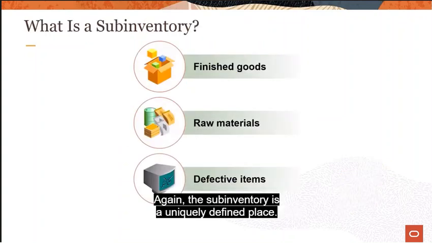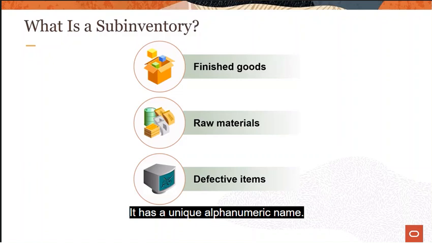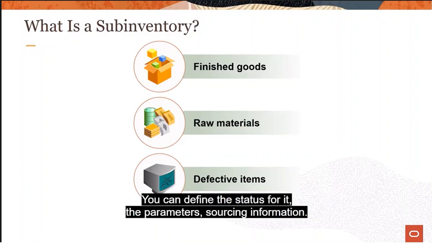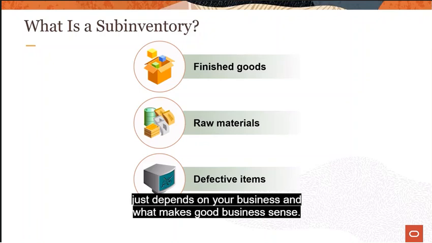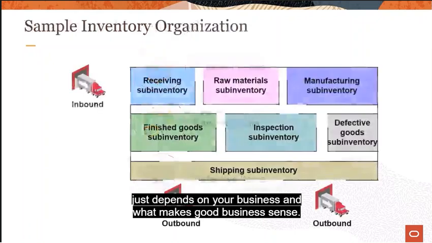Again, the sub-inventory is a uniquely defined place. It has a unique alphanumeric name. You can define the status for it, the parameters, sourcing information. You can set it up where you pull material from cases, or maybe even from pallets to cases to eaches. Really just depends on your business and what makes good business sense.